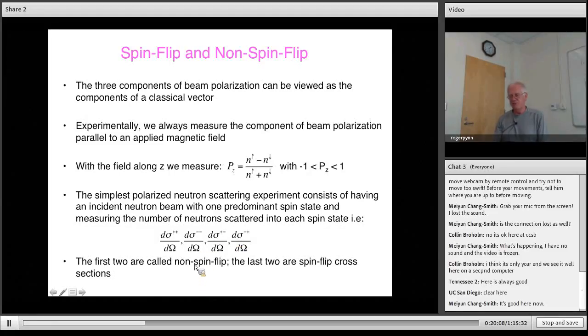Now, these first two here, the state of the neutron doesn't change when it's scattered by the sample. In these last two, the state of the neutron does change. It goes from up to down here, and from down to up here. These last two are referred to as spin flip cross sections, because the neutron spin is flipped during the scattering process. By extension, the first two are referred to as non-spin flip scattering, because the state of the neutron doesn't change during the scattering process. So that's some nomenclature that you probably should try to remember.